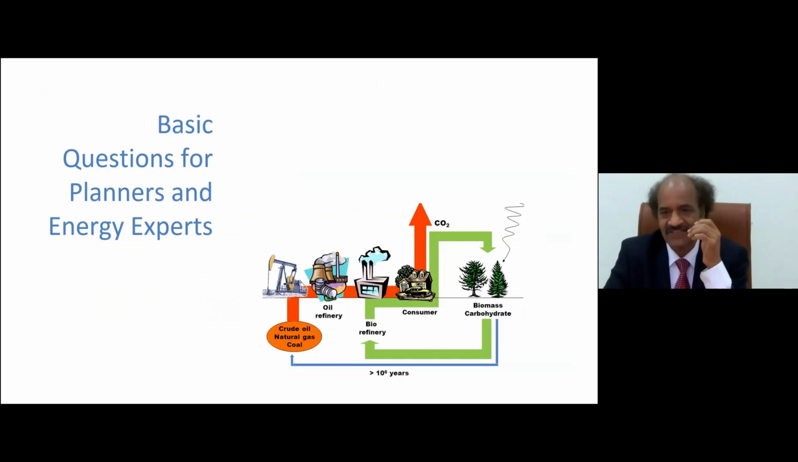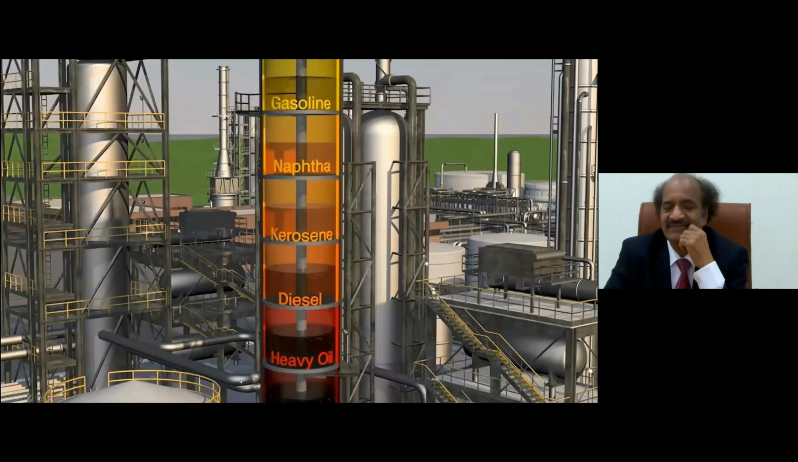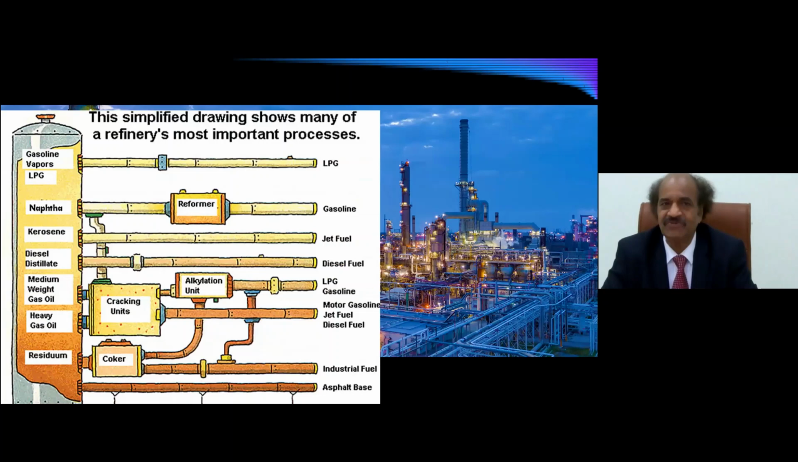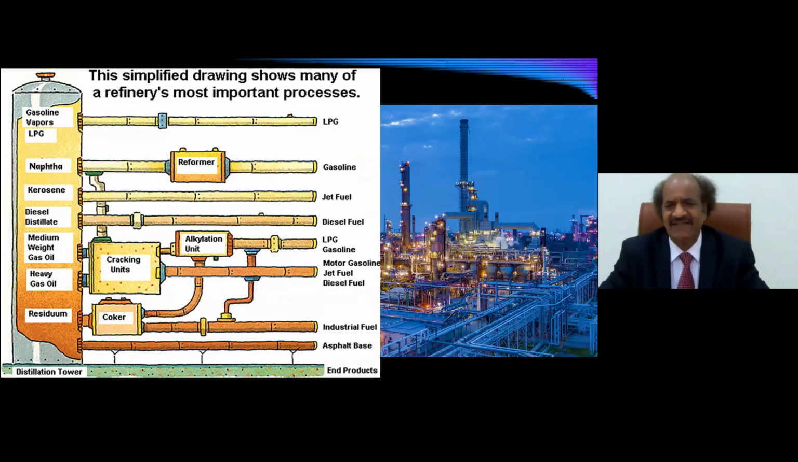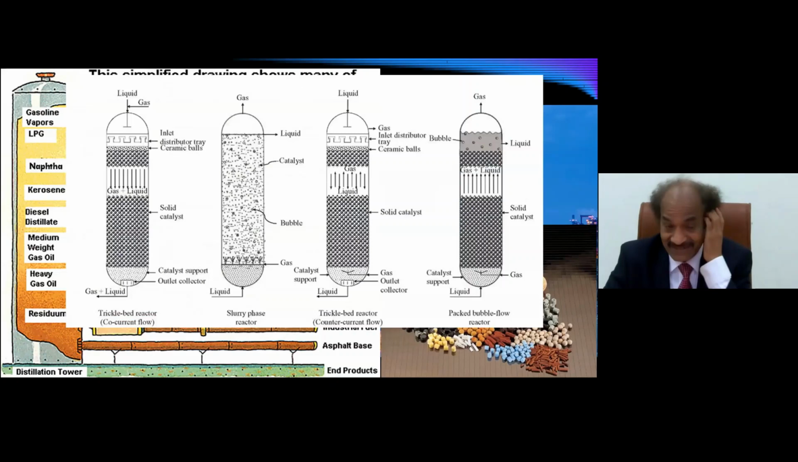Okay, so this is our typical refinery. From petrol to heavy oil, the boiling point increases towards the bottom, right? So we have residual. In today's refinery, the simplified diagram shows many important processes and they are all catalytic processes, whether it is reformer, alkylation, cracking, and so on. Everything is catalytic and we have all sorts of catalysts. We require reactors of this kind. Unless we have the reactor technology, multi-phase reactors and the catalysts, we cannot process it. So the importance of multi-phase reactor design becomes very important.